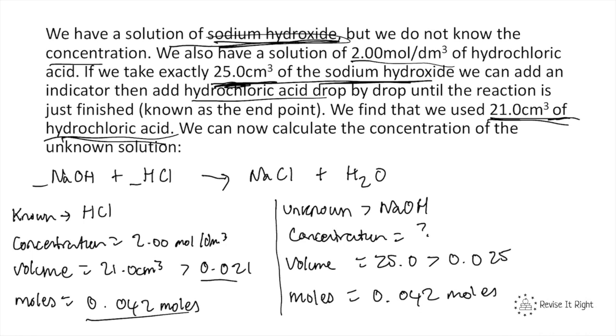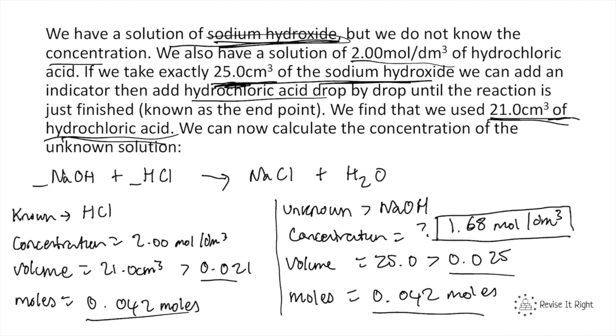Now we've done that, we can use the equation concentration equals moles divided by volume. So the moles is 0.042 divided by the volume, which is 0.025. You pop that into a calculator and you get 1.68 moles per decimeter cubed. And that should have been your answer.